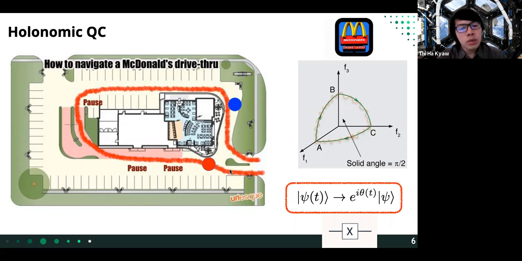What you do is that you have experimental control parameters. What I drew here on the right-hand side is a kind of experimental control parameter phase space, so to speak. You have three different types of parameters that you can control, F1, F2, and F3, and they can be drawn as a three-dimensional space. What you want to do is build a quantum gate.